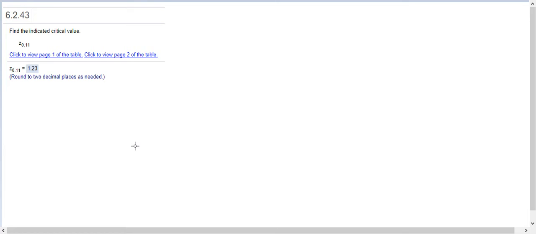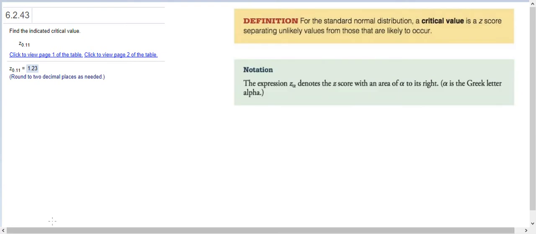All right, so with this question, it says find the indicated critical value, and we have this z with this little subscript 0.11. Let me give you first the official definition straight out of the book here. For some standard normal distribution, a critical value is a z-score separating unlikely values from those that are likely to occur. And the notation is this expression z alpha denotes the z-score with an area of alpha to its right.